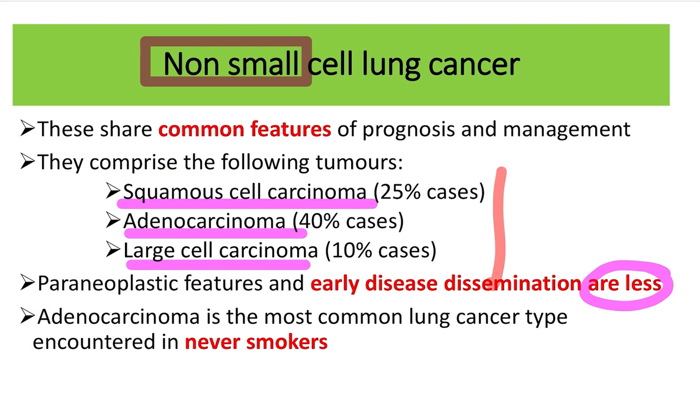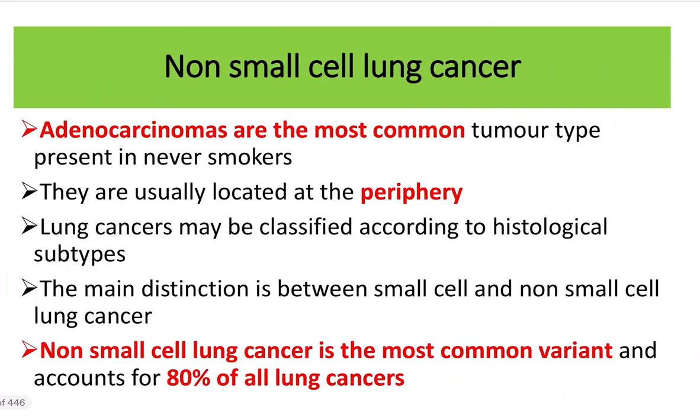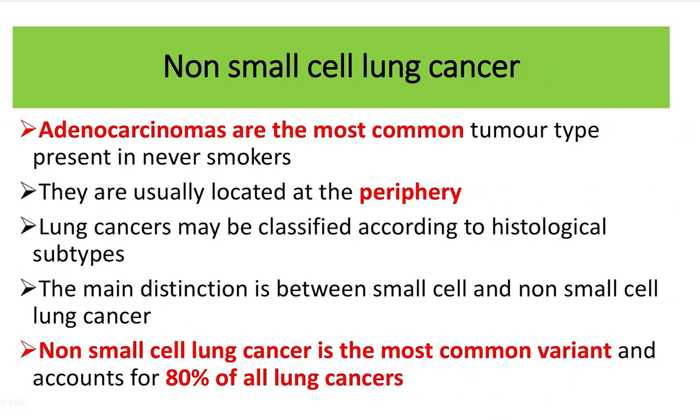Adenocarcinoma is the most common lung cancer encountered in never smokers. So we know lung cancers are usually associated with smoking, but adenocarcinoma of the lungs is not associated with smoking. Now see, adenocarcinoma is the most common tumor present in never smokers, and they usually present in the periphery. Lung cancer may be classified according to histological subtype. Non-small cell lung cancer is the most common variant and accounts for 80% of the cancers.